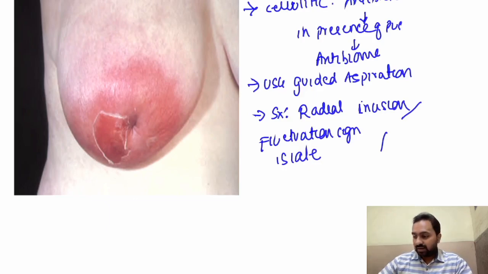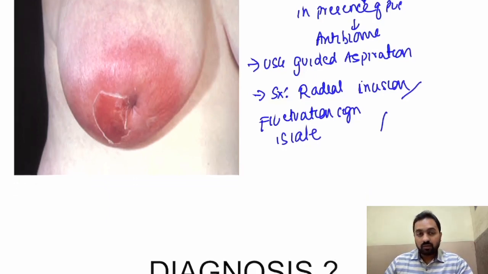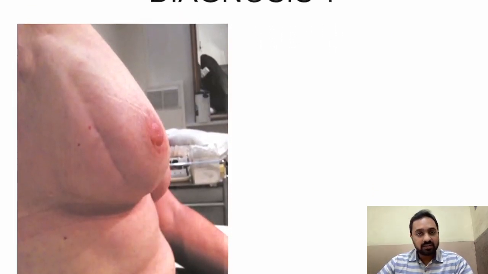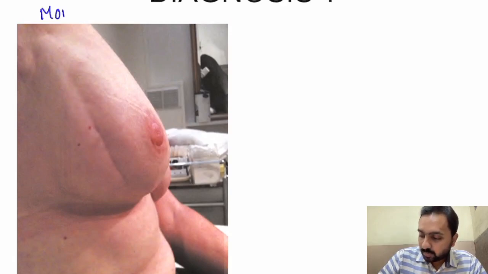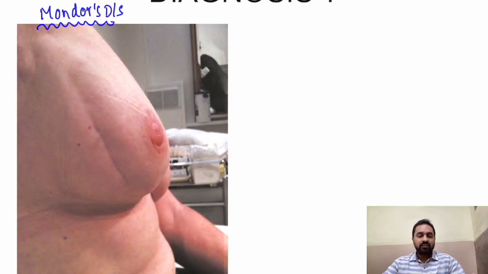Now our next question over here would be a spot diagnosis. So what is this? This is nothing but Mondor's disease. These are some images which are given in Bailey and Love, and there have been many recent questions asked from benign breast disorders, so I have thought of putting up some of the images and discussing them over here.